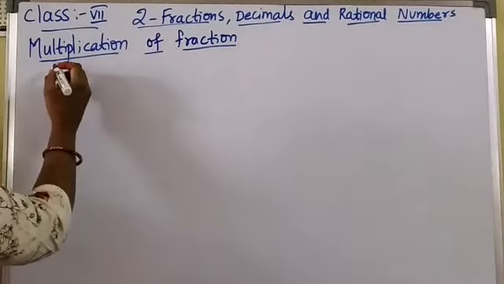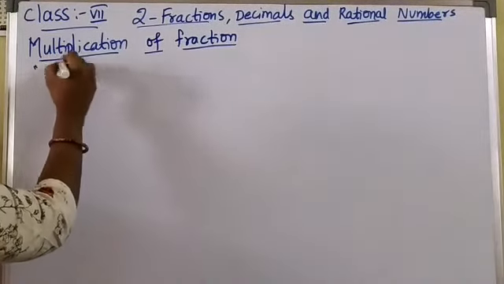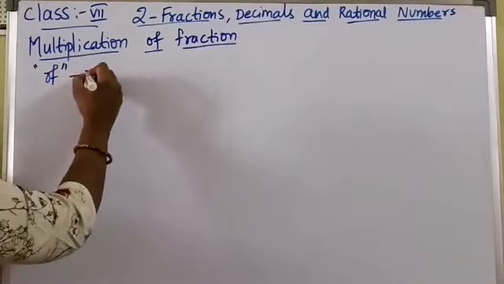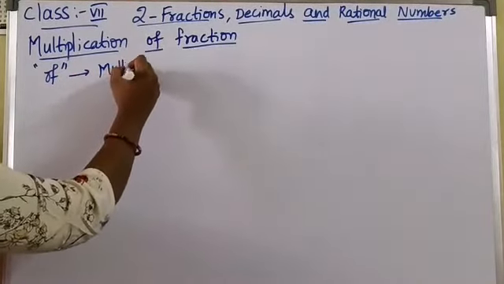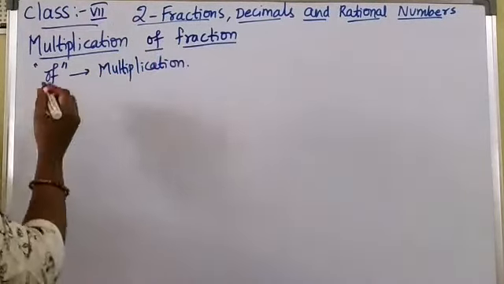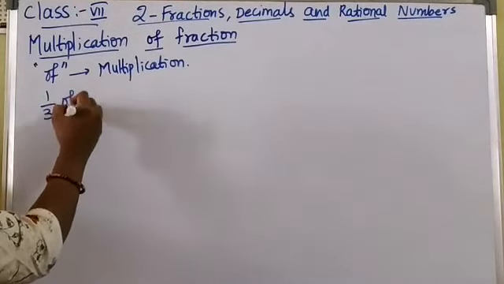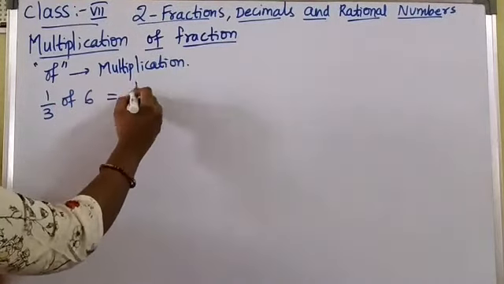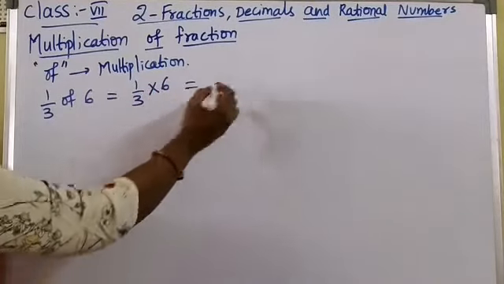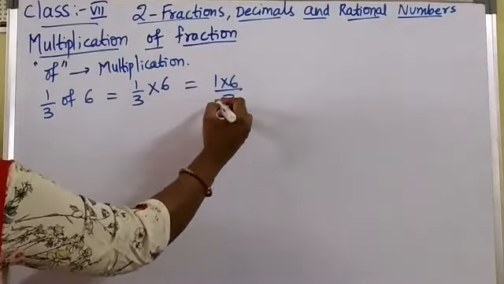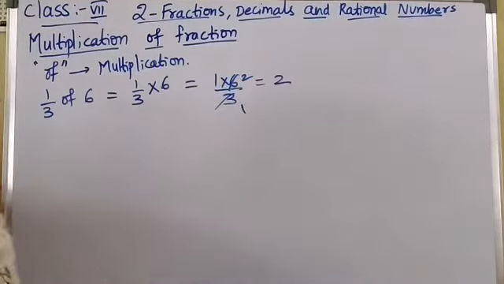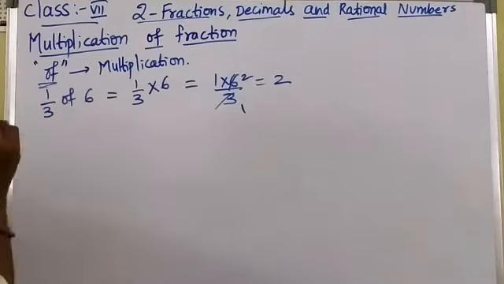Next I am going to discuss "of". What is meant by "of" here? "Of" can be used to represent multiplication. For example, 1 by 3 of 6: "of" is nothing but multiplication, so 1 by 3 into 6. That is 1 into 6 by 3. You can do cancellation. 3 1s are 3, 3 2s are 6. So you will get the answer 2. So "of" is nothing but multiplication.